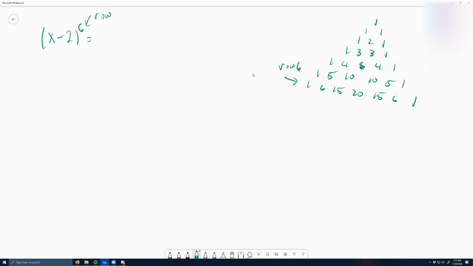Row number 6. Oh, thanks, Thomas. The person who made the triangle was a French mathematician named Blaise Pascal. How would we know how to use this in a problem?